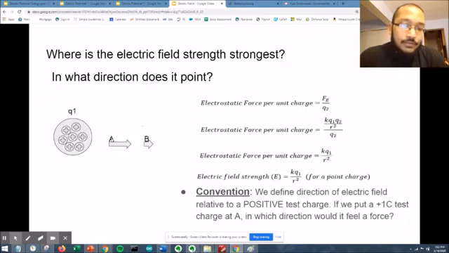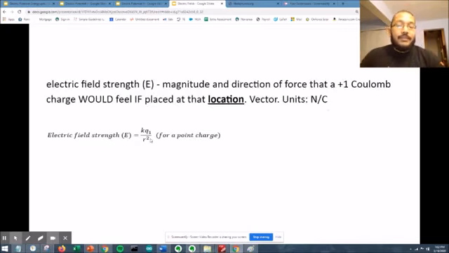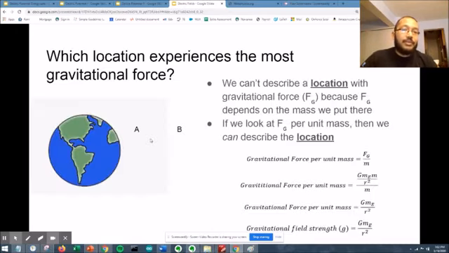And the size drops down. So if I'm representing this with an arrow, the farther away it is, the shorter it is. Just to recap, that is your definition of electric field strength. It's analogous to little g, gravitational field strength. The units are newtons per coulomb, and it is a vector. Key thing is it describes a location. To describe the force on something, you need to know what mass is at that location. But to describe the location itself, all you need is the gravitational field strength.